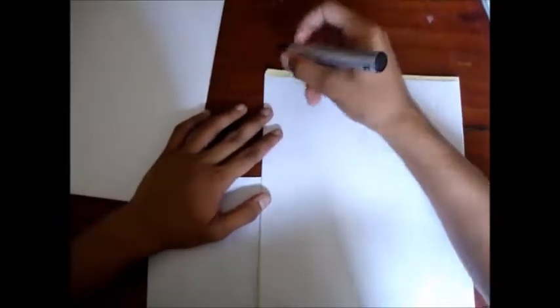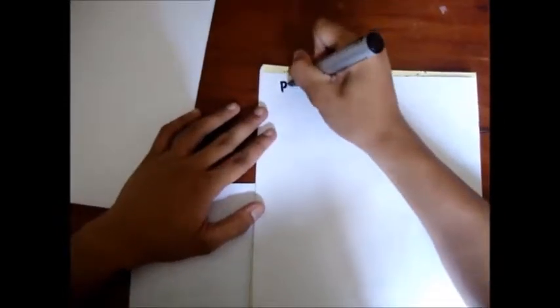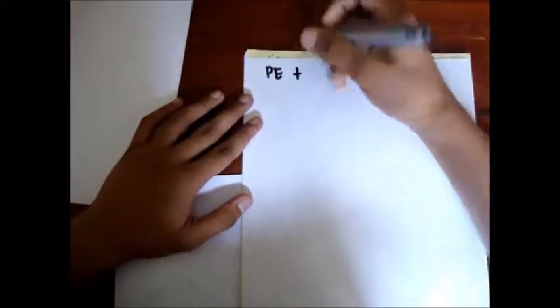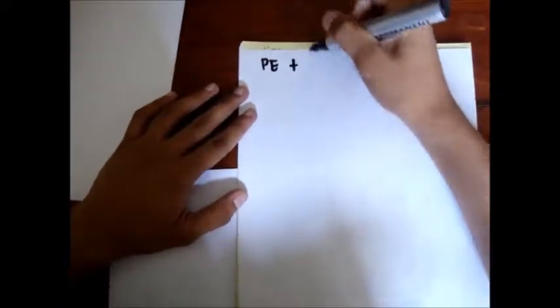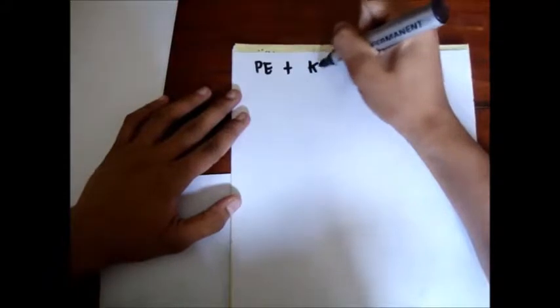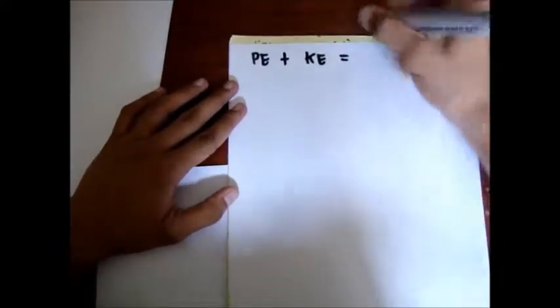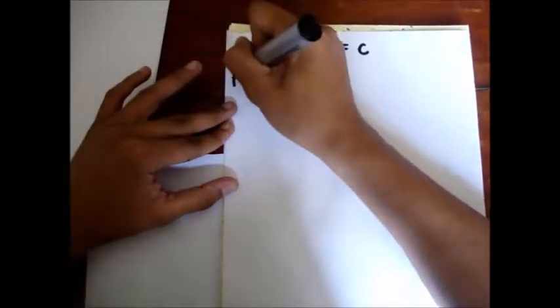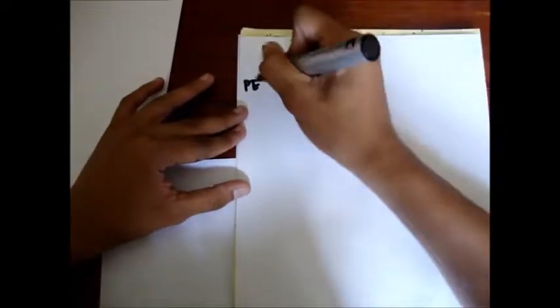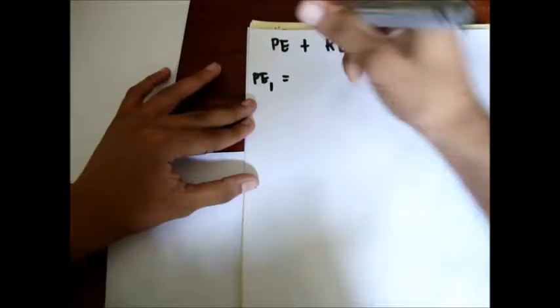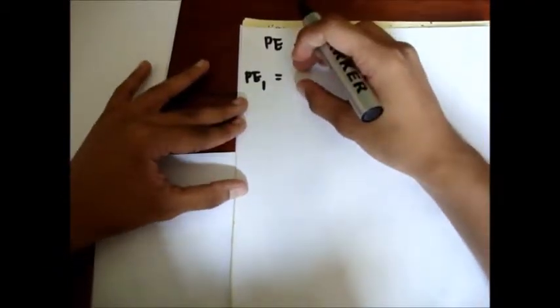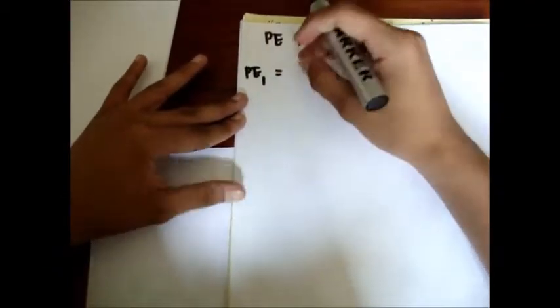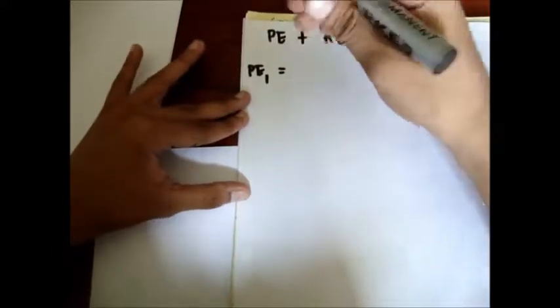In solving this problem, we'll first determine the energies that the problem possesses. So the potential energies plus the kinetic energies equals some constant C. First we will determine the potential energy, which we will denote as PE1. The first potential energy that the problem possesses is the weight itself.